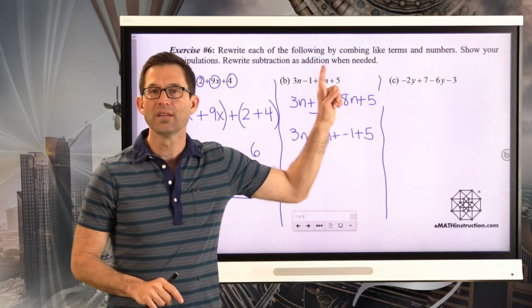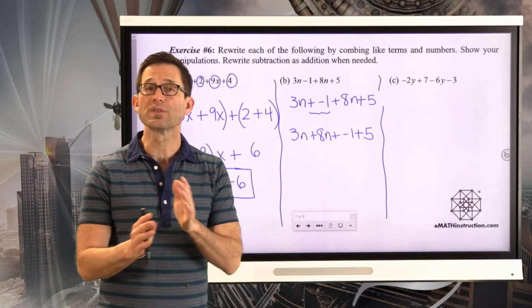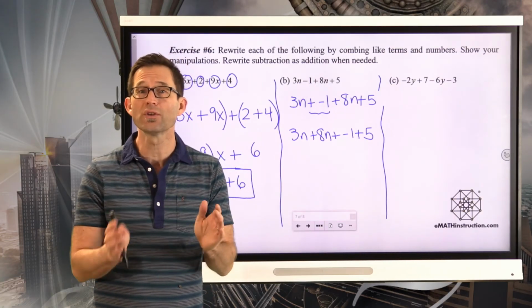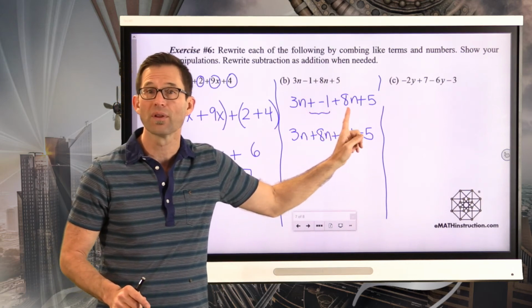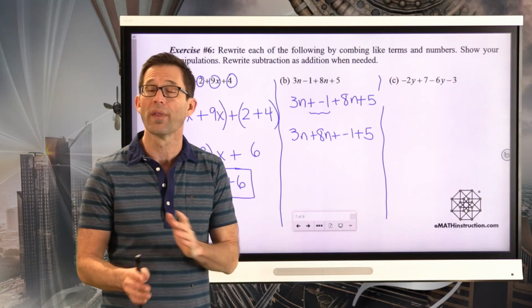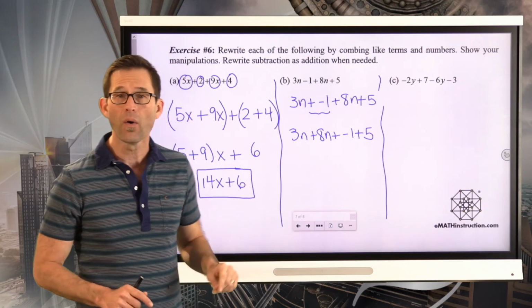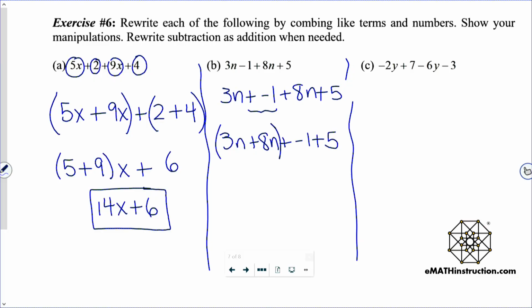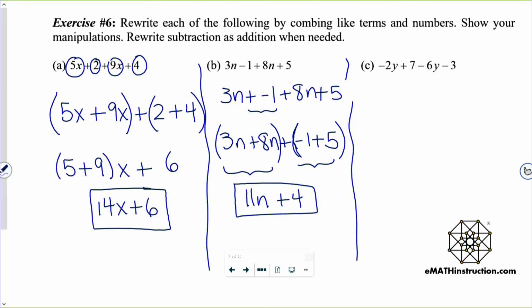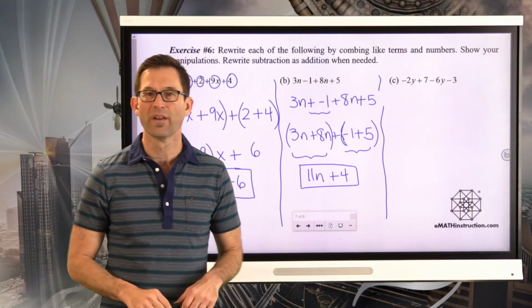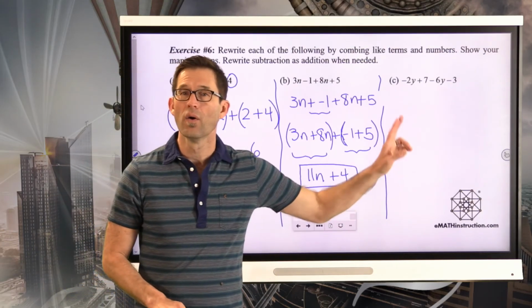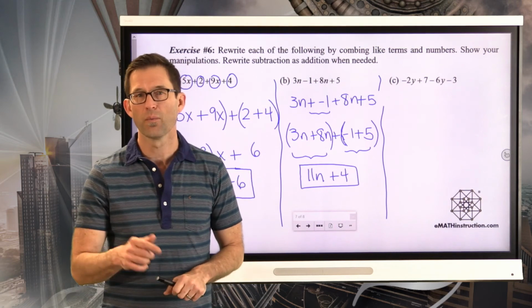Rewriting subtraction as addition of a negative allows me to use the commutative property of addition and switch the order of addition. I can switch this negative 1 plus 8n to 8n plus negative 1. That's the commutative property of addition. And now I've got these two and these two, so 3n plus 8n is going to be 11n. Negative 1 plus 5 is going to be positive 4. So I have 11n plus 4. All right, simple enough. What I'd like you to do is pause the video and try letter C for yourself, and then we'll go through it.